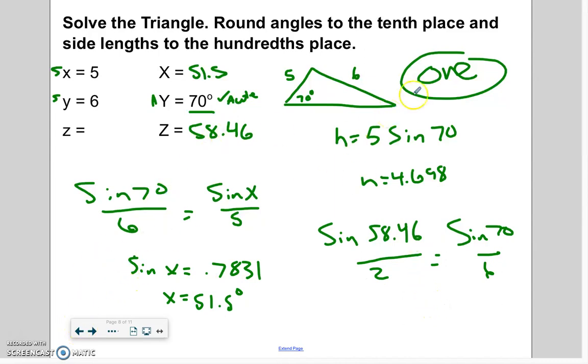So just keep in mind, the key thing is just always find your height right away. That way you can figure out if you have a second case. Plus, this height is going to be helpful when we move forward here with area of oblique triangles.